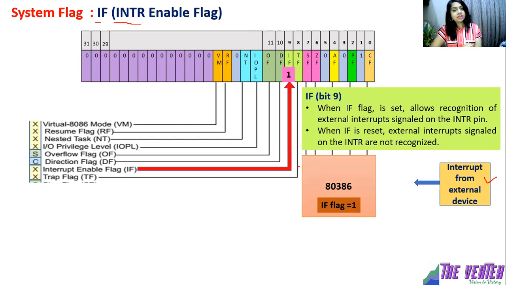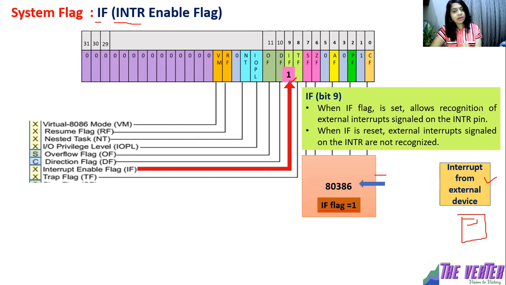Okay, now suppose let us assume that this is 80386, this is an external device, and this device wants execution of some program. So this device will send an interrupt to 80386. Now, if this interrupt flag is 1, that means it allows recognition of external interrupt signaled on the INTR pin. So 80386 has an INTR pin, and if the flag is set to 1 and this device sends the interrupt, then 80386 will recognize that interrupt, meaning it will accept the interrupt.